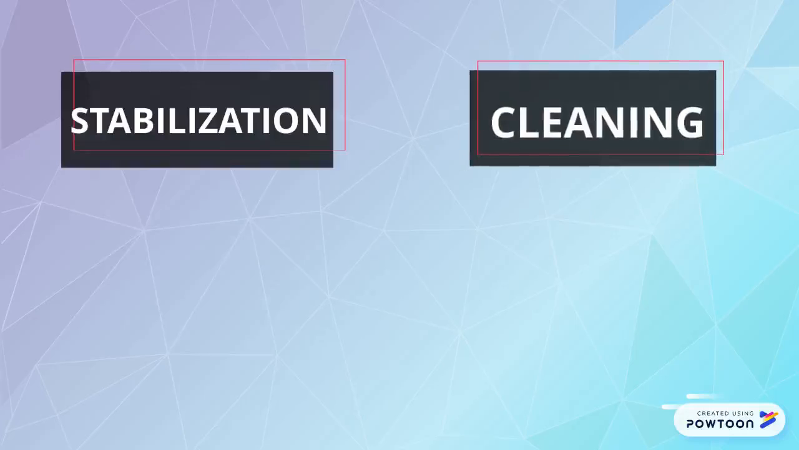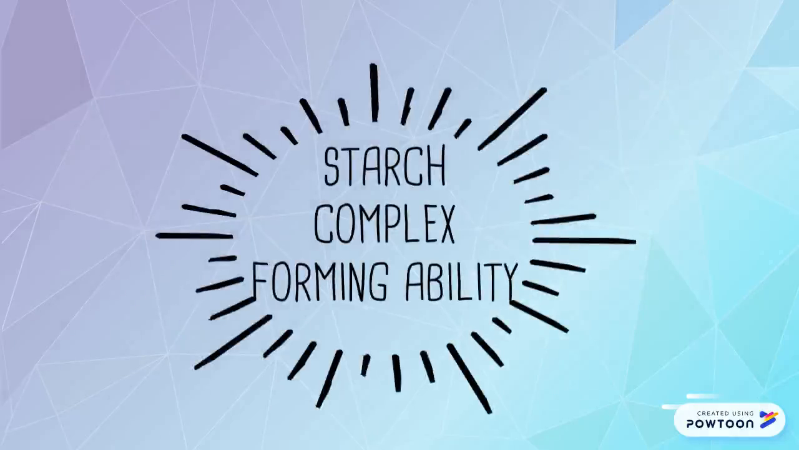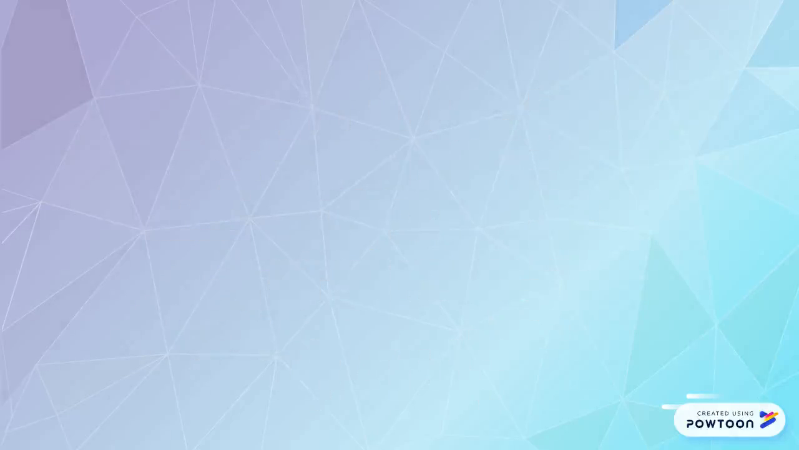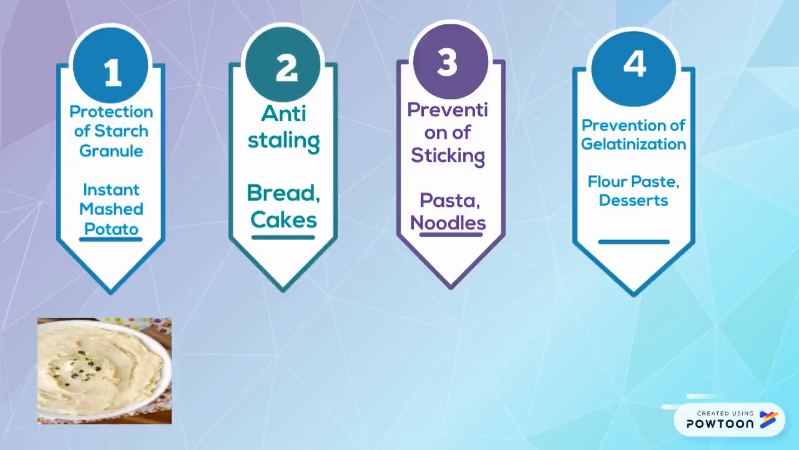Other than that, emulsifiers can also act as stabilization to keep levels in the food product and act as a cleaning agent in the industry. Starch complex forming ability. Emulsifiers can be used in the protection of starch granules, anti-staling, prevention of stickiness, and prevention of delamination.